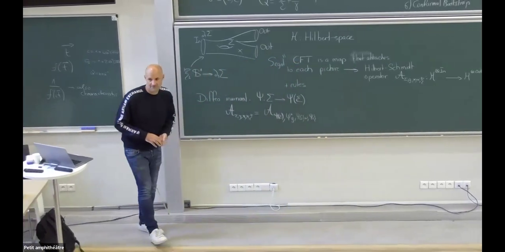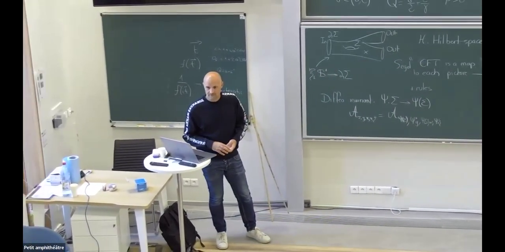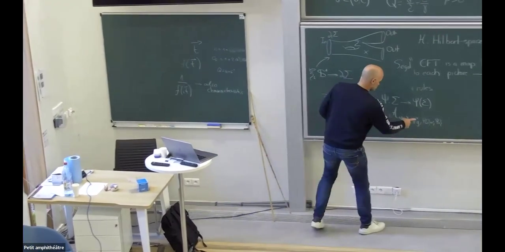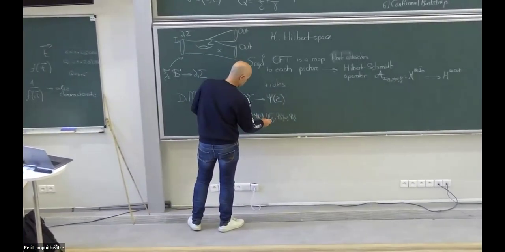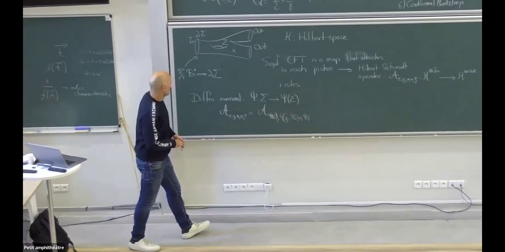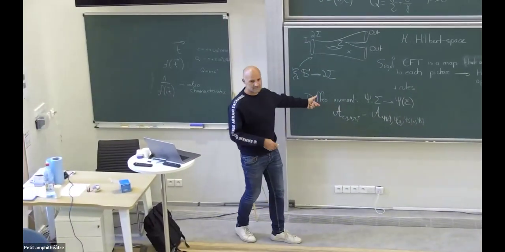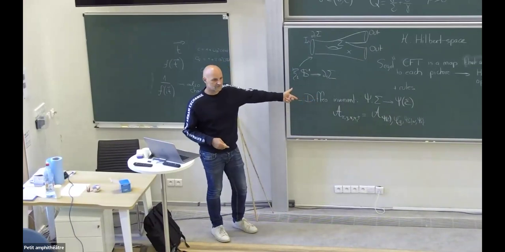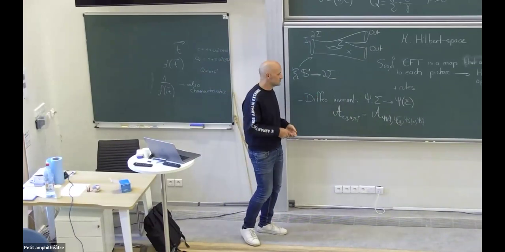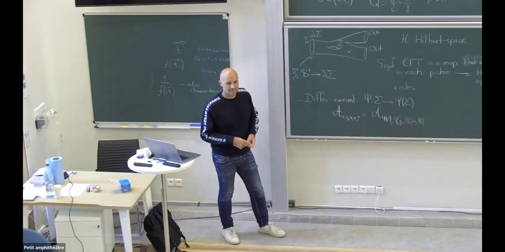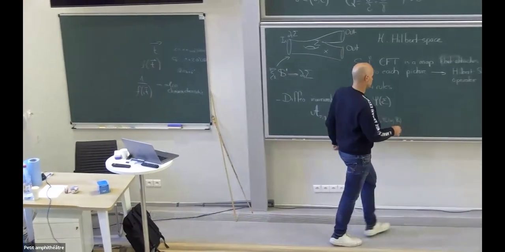So this is the diffeomorphism invariance. This is the first rule, and that's something quite natural. It just means that your theory does not depend on the chosen parametrization. That should be valid for anything.